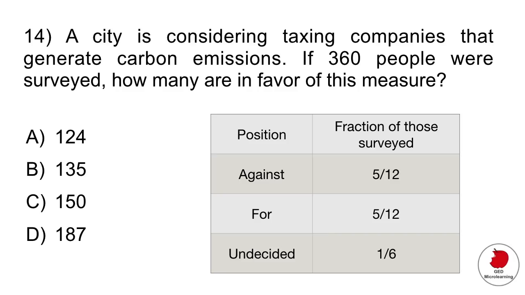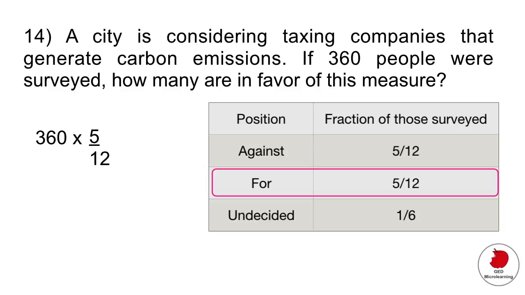All right, so question 14 is also going to explore fractions. So here it says, a city is considering taxing companies that generate carbon emissions. If 360 people were surveyed, how many are in favor of this measure? All right, so the first thing that you want to do is look at the table and only pay attention to what they're asking you, which is the people that are for this measure, okay, which is 5 over 12 of the people who were surveyed.